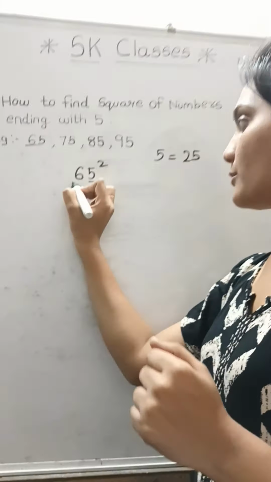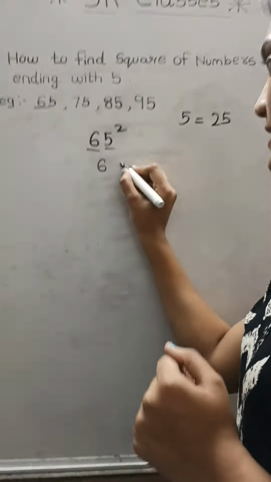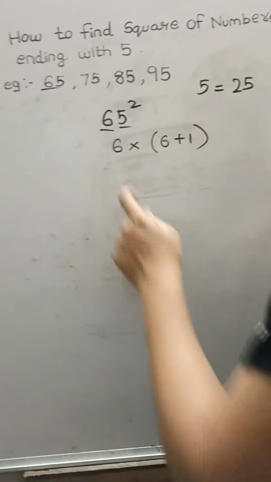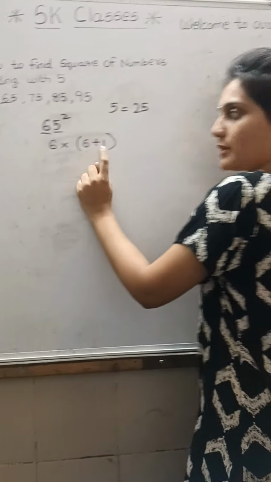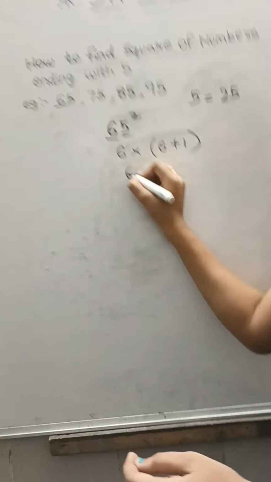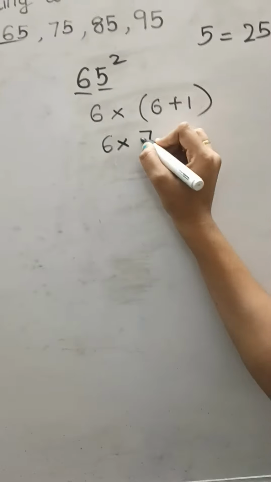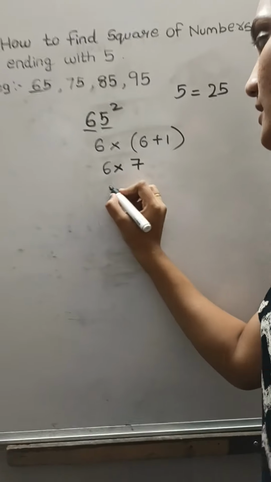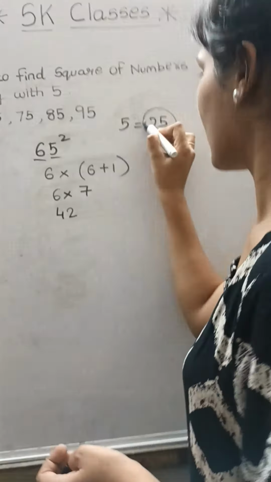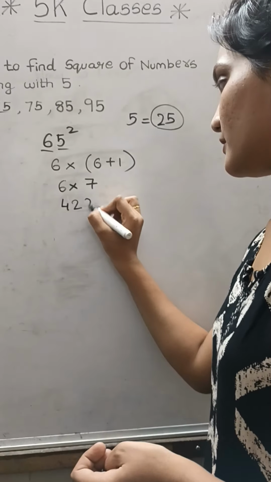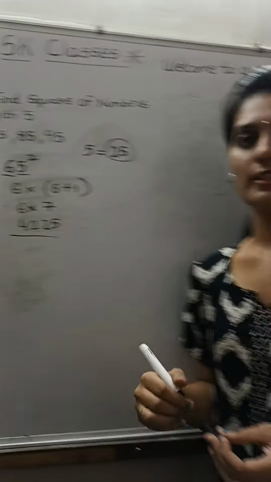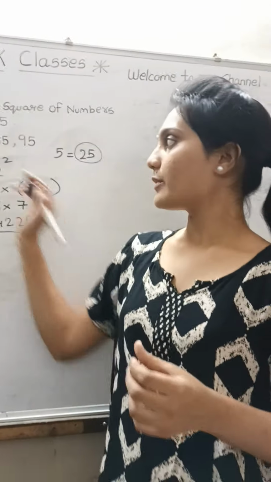First we need to take the first number, that is 6, multiplied by 6 plus 1. Here we first add 1 to the number and then multiply with 6. So 6 into 6 plus 1 is 7, and 7 times 6 is 42. Then we take the square of 5, that is 25. So we got the number 4225. This is the square of 65.